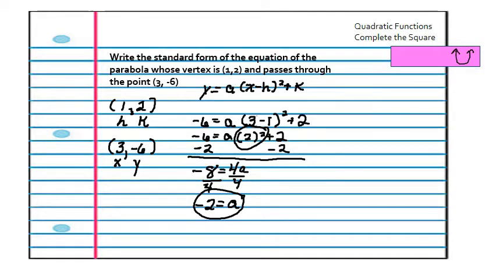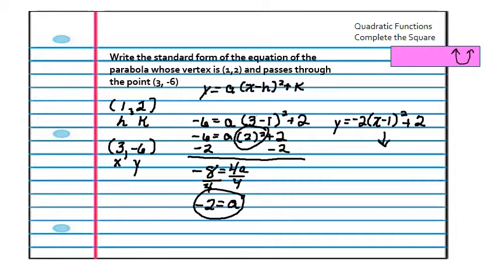So now we can put it back into the vertex form here, or what they call standard form. And we have y equals our negative 2, which makes sense, and we have x minus the 1 squared plus the k, which is 2.